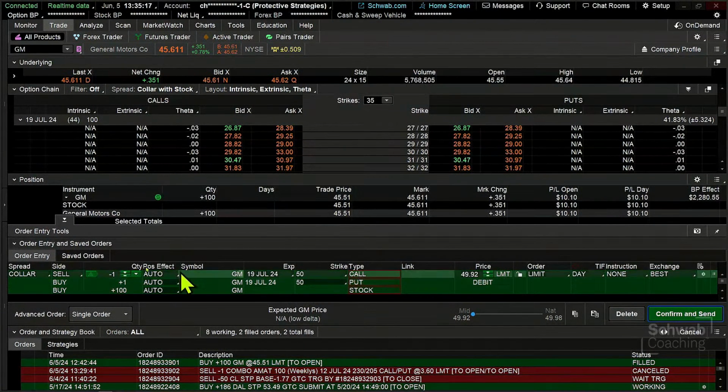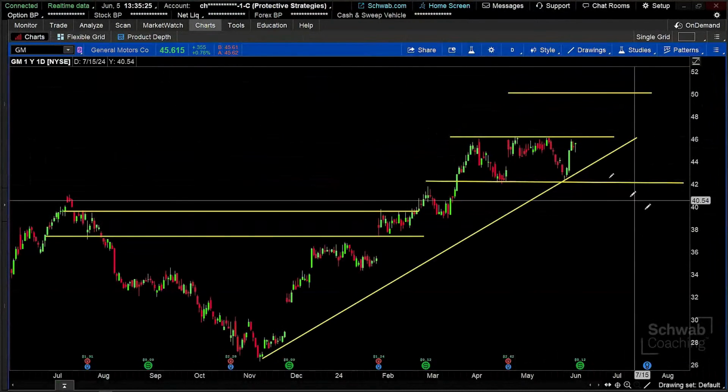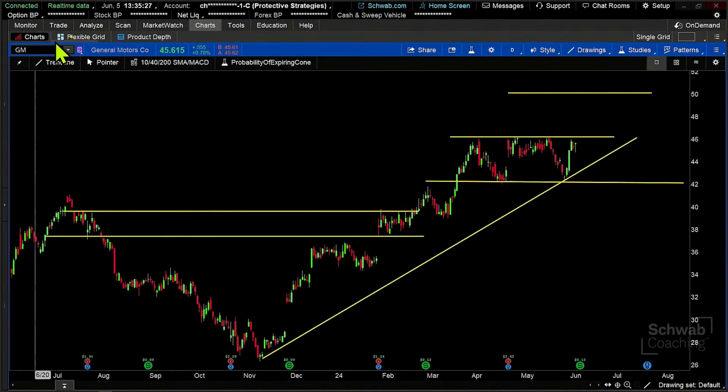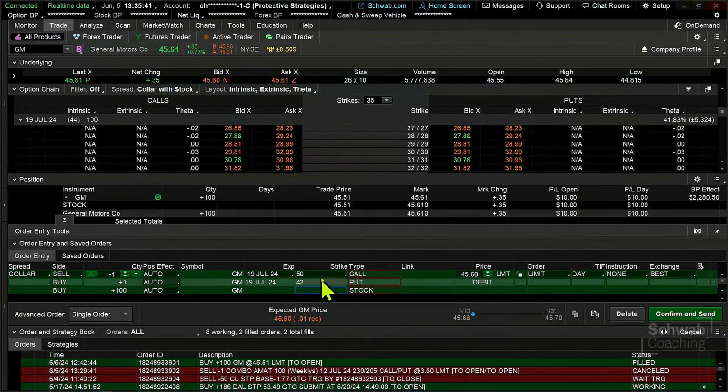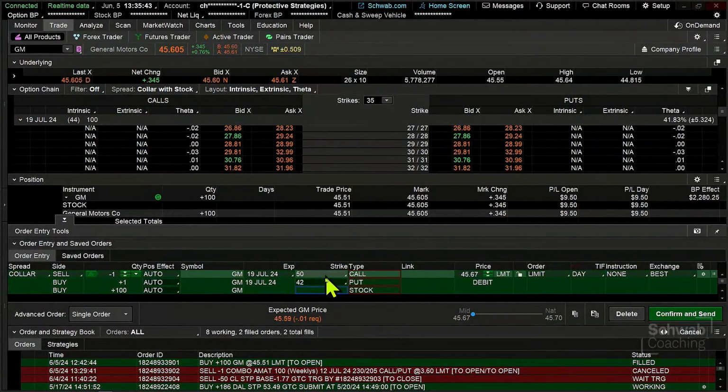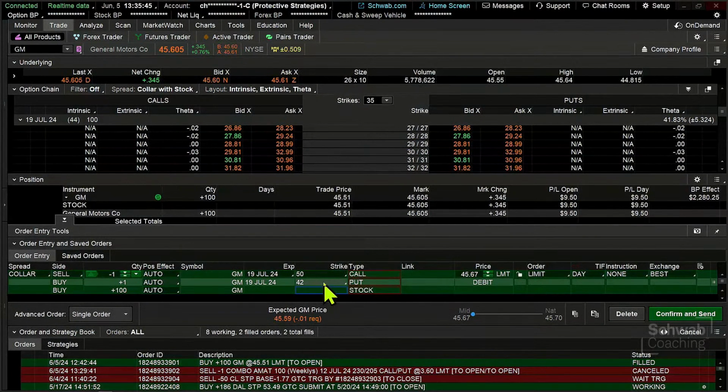So we're going to sell the 50 call, but we also said that we're going to buy, in this particular case, well, let's just cross-check that against the chart. We were going to buy the 42 put. So let's go back to the trade tab and adjust the put strike, and let's go down to the 42 put, okay? So now what this order is doing is it's looking at buying the stock, selling the call option, and buying the put option.